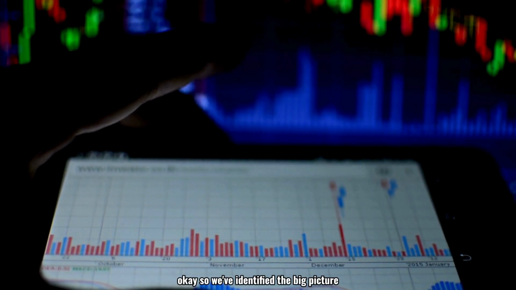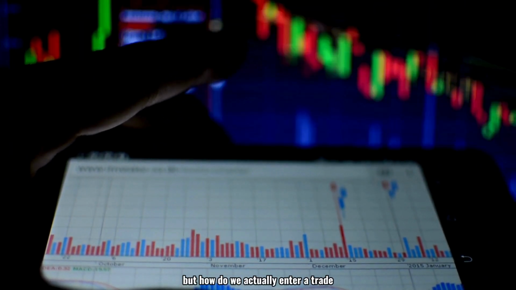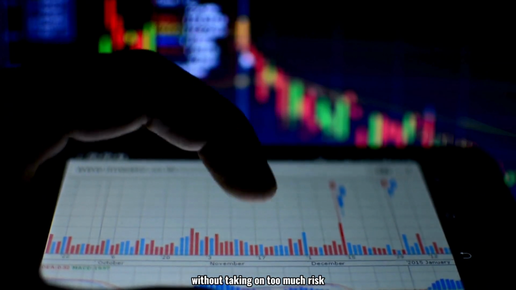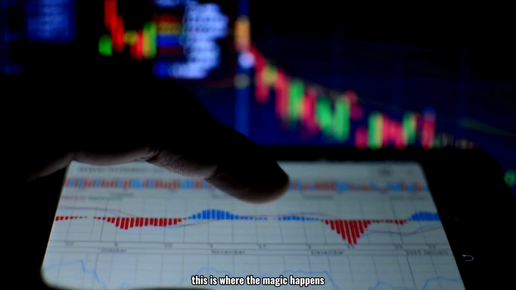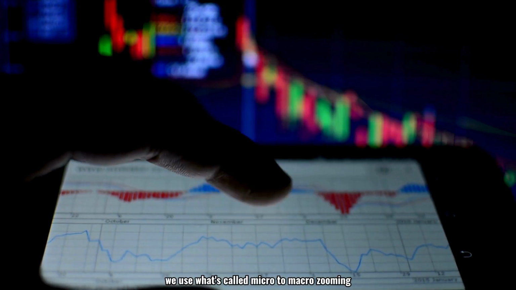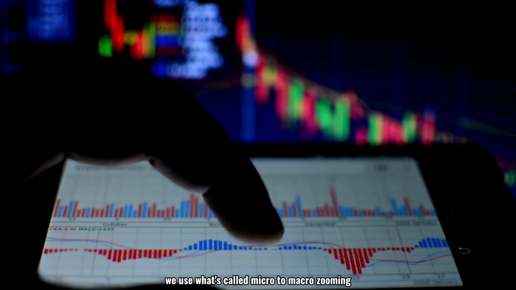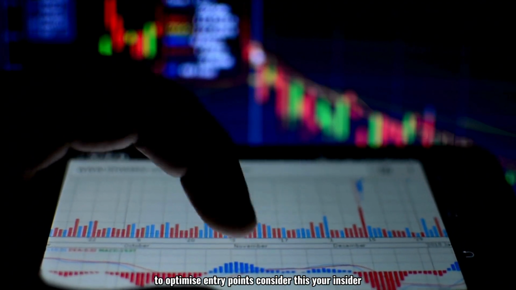Okay, so we've identified the big picture, but how do we actually enter a trade without taking on too much risk? This is where the magic happens. We use what's called micro to macro zooming to optimize entry points.